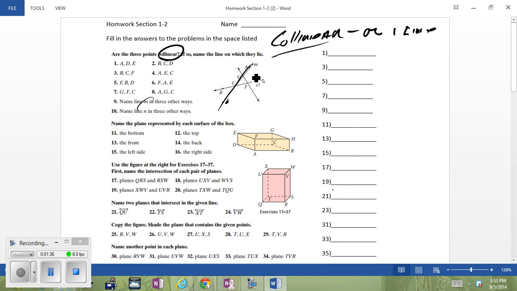Line M can be named in any way that contains any 2 points on that line. So for number 9, line M might be line AG. That communicates that line, and there's the line symbol that we use. We could say it's CE also. That communicates the same thing.